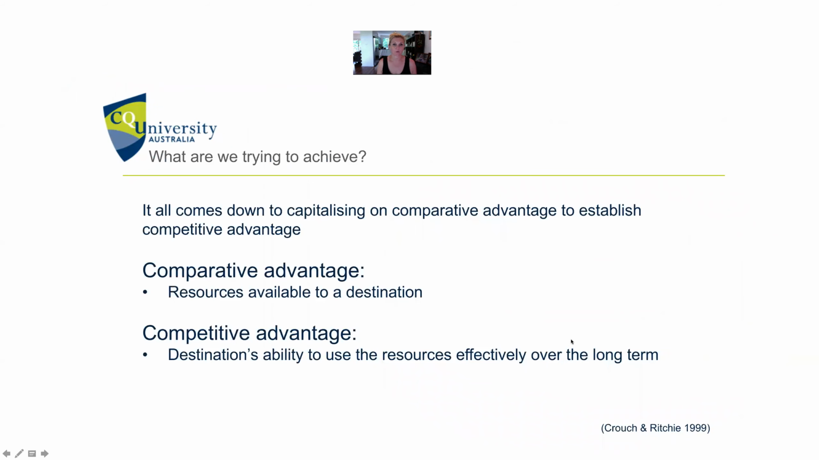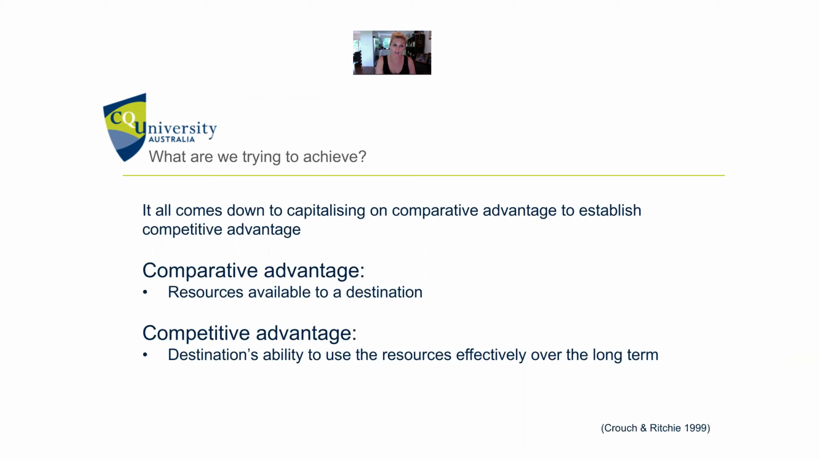Okay, so what are we trying to achieve? In all of this, it's really important. We'll talk around planning strategies, we'll talk around communities, we talk around products and marketing and governments and governance and all sorts of things. But when it comes down to it, what we're really trying to achieve in doing destination planning, and this is something that's really important not to let go of, is that we are trying to capitalise on our comparative advantage to establish a competitive advantage.